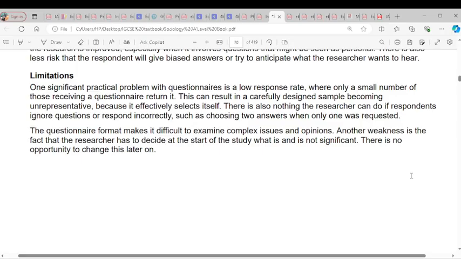That's another one. Then another weakness is the fact that the researcher has to decide. So whatever questions you are asking, you have to ask at the beginning. As soon as the questionnaire is drafted, you won't be able to change it. So whatever comes to your mind afterwards cannot go in. It will not be part of the response you get.